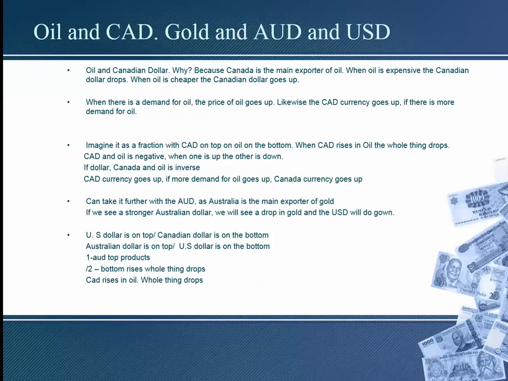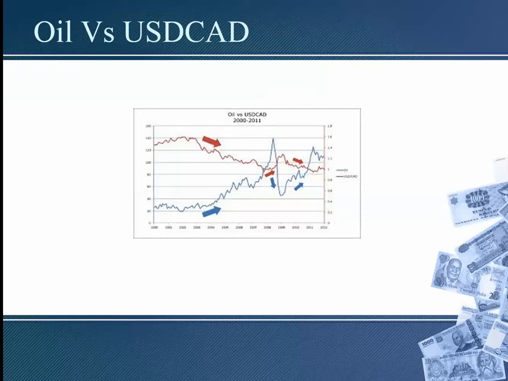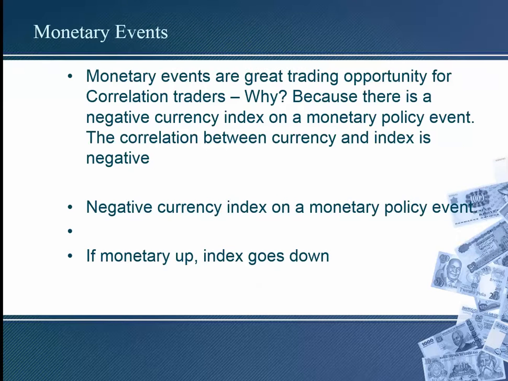Here's a graph for correlation trading. You can use graphs, they're very helpful in correlation trading. It's oil versus USD/CAD. I got this from BabyPips' site, but you can find them on Google if you just search for correlation trading graphs. Now, great events for correlation trading are monetary events.